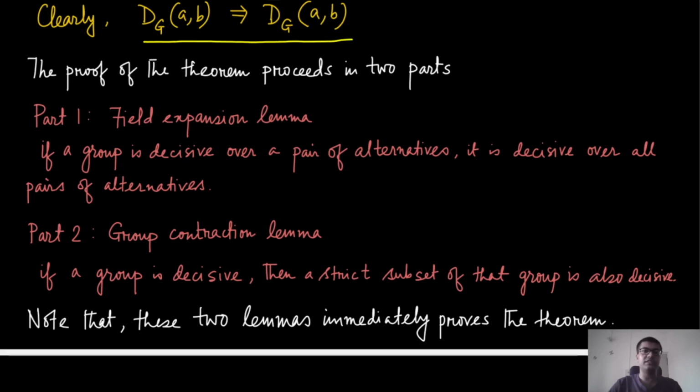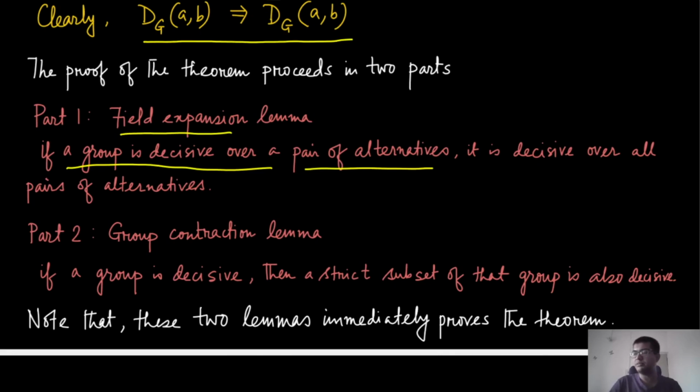And we will prove this result in two parts. The first part, field expansion lemma. What does this mean? It says that if a group, let's say G, is decisive over a pair of alternatives, then it is decisive over all pairs of alternatives. So this is the notion of field expansion. A group who is deciding between A and B, then you can actually say that that group G is going to be the deciding factor for all pairs of alternatives.